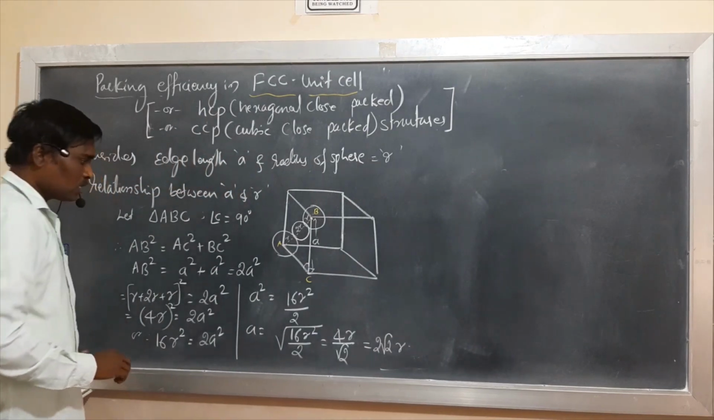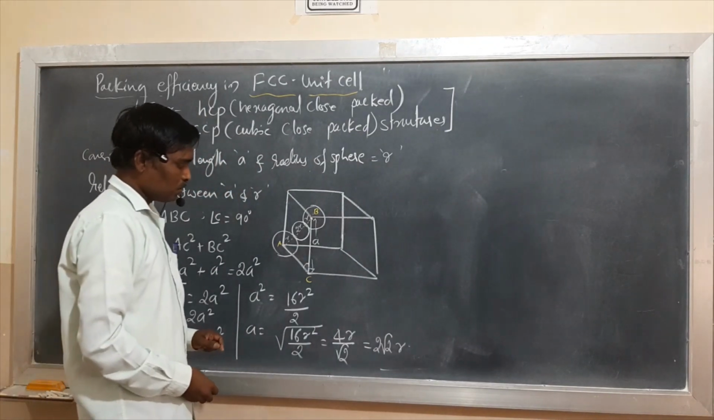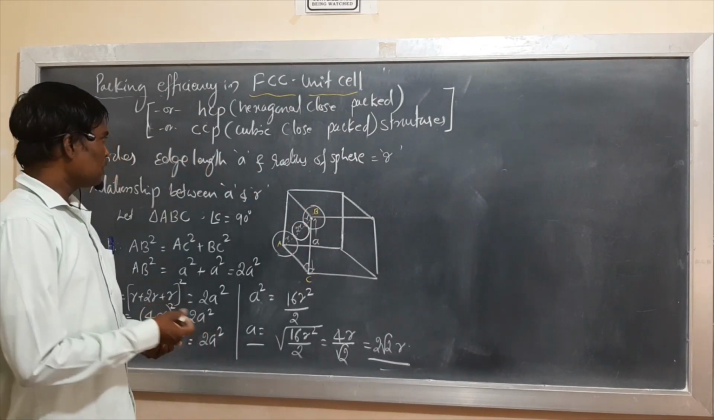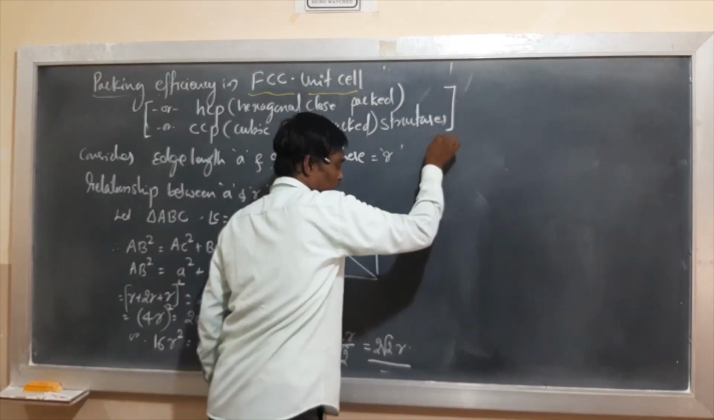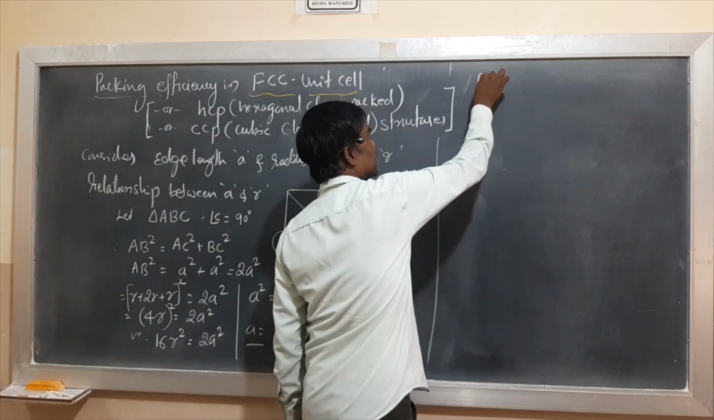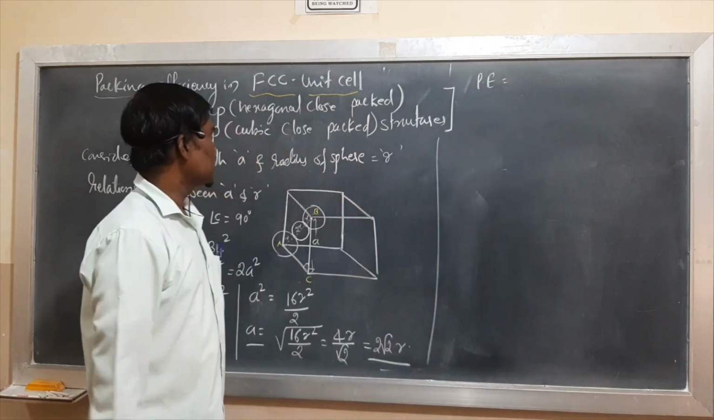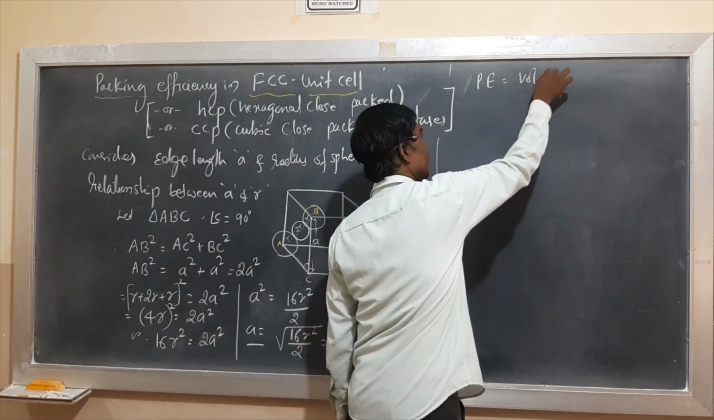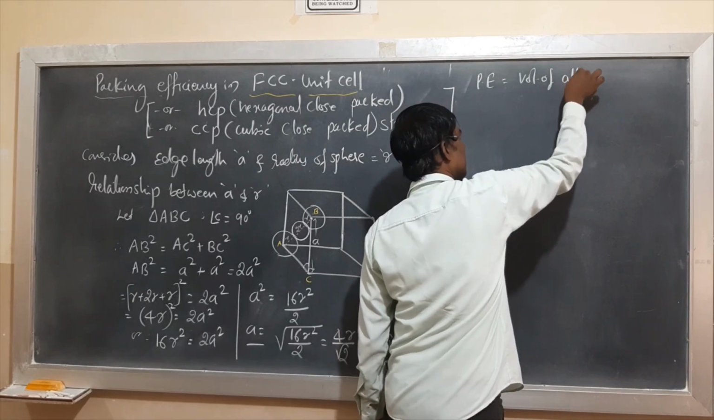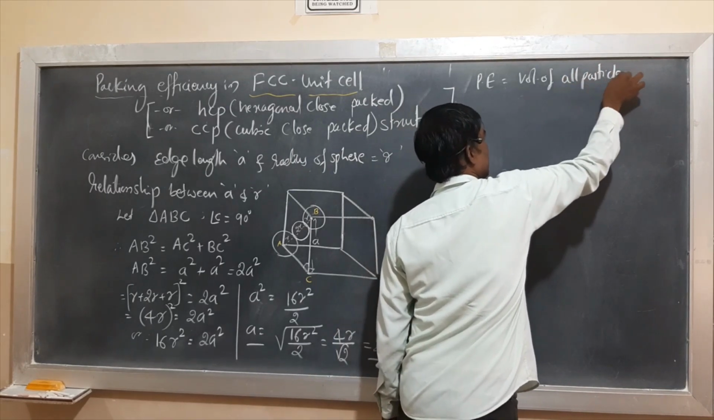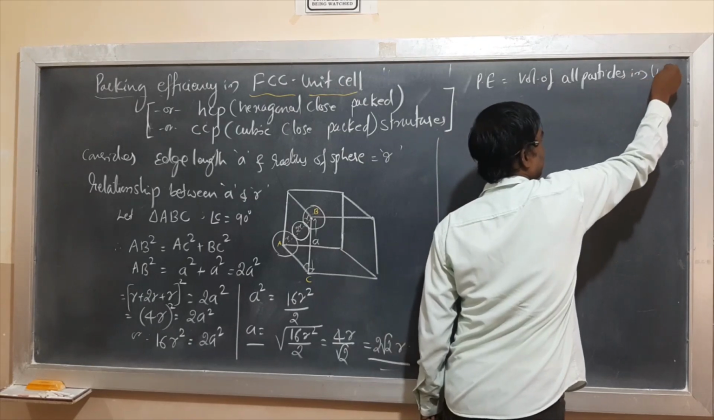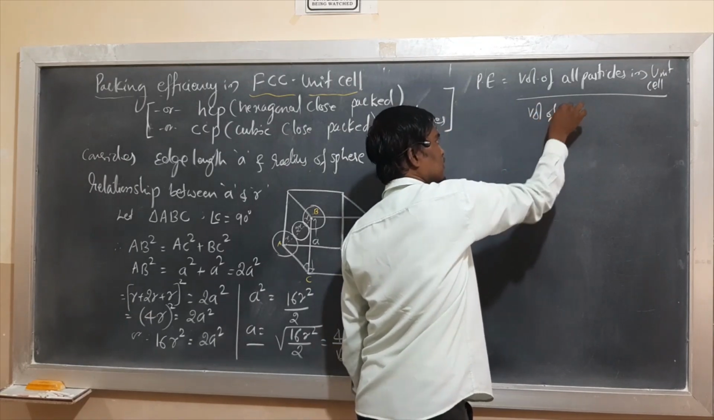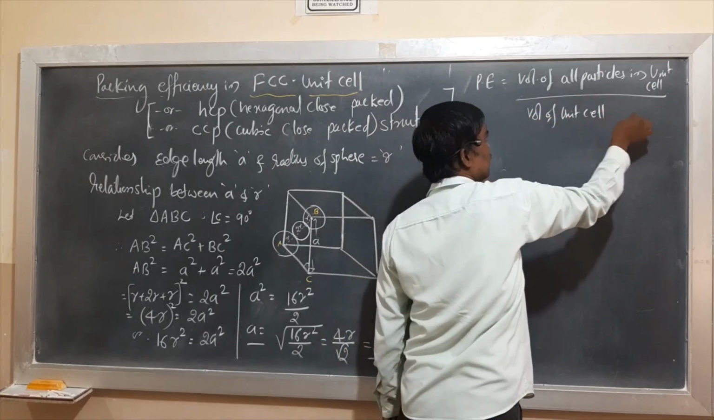And so this is the relationship between edge length and the radius of sphere. Okay. That is, a is equals to 2 root 2 r. Now, let me calculate the packing efficiency. Packing efficiency in face centered cubic cell. Okay. This is equals to, we know the formula, that is the volume of all the particles in unit cell divided by volume of unit cell into 100.